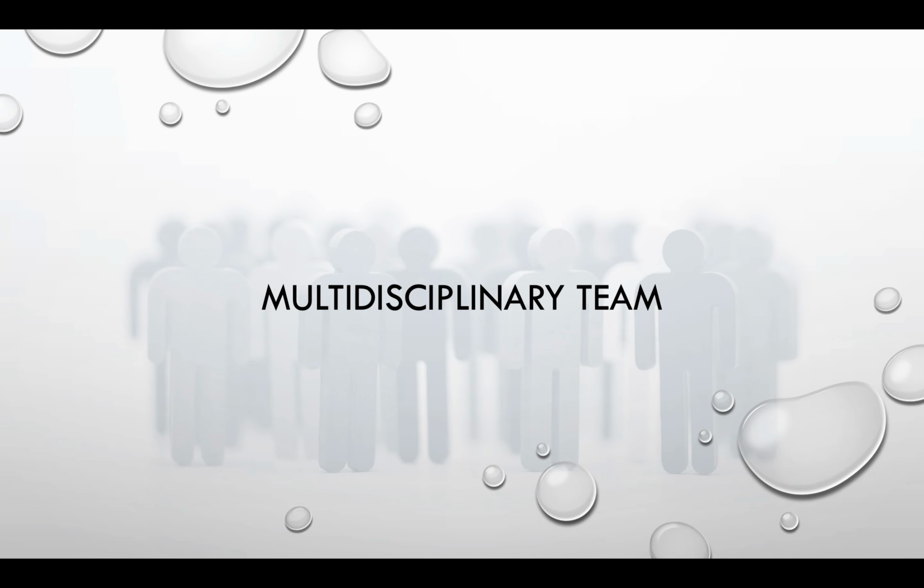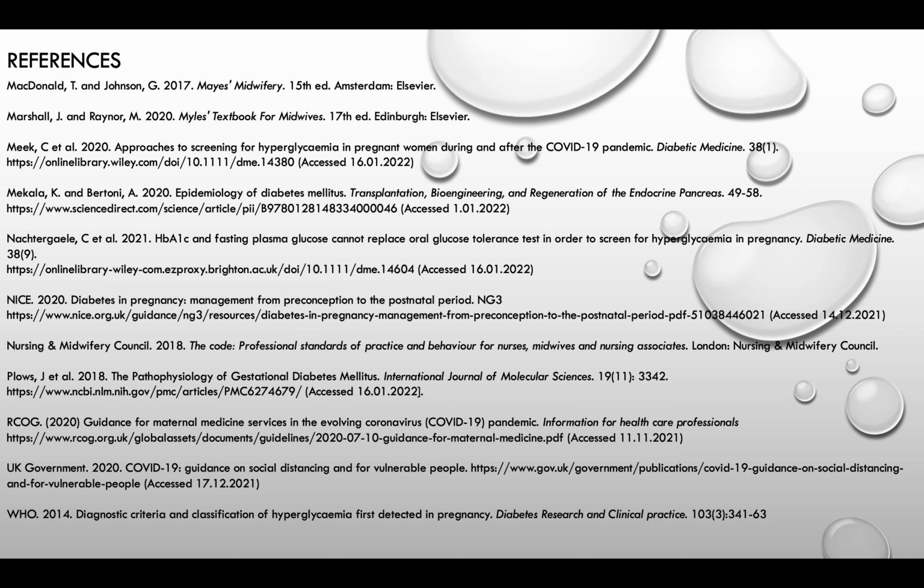Multidisciplinary team involvement. The woman should be referred to the Joint Diabetes and Antenatal Clinic as soon as possible. So, the antenatal clinic comprises a diabetic specialist nurse, a specialist midwife, a dietitian, a sonographer, an endocrinologist, and an obstetrician. Here, the woman will receive additional care throughout her pregnancy, and the midwife will remain coordinator of care and ensure that the woman is able to access all of her appointments and understand fully what's happening to her. And these are the references.